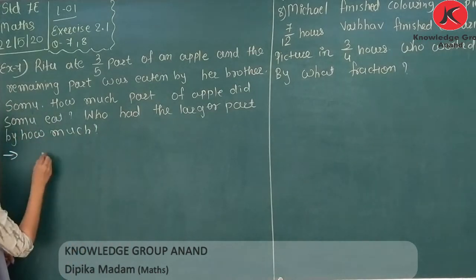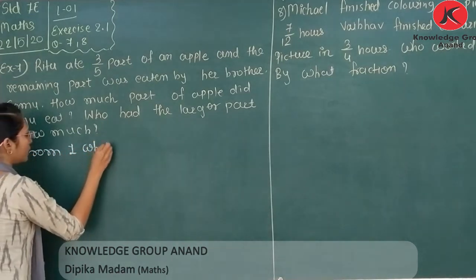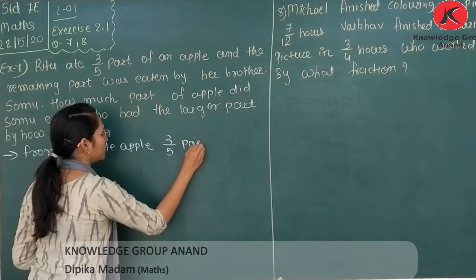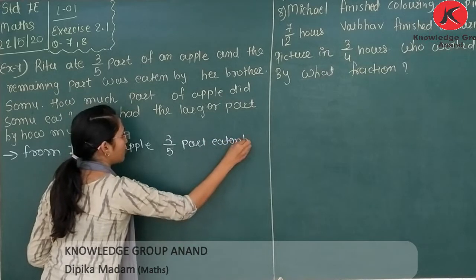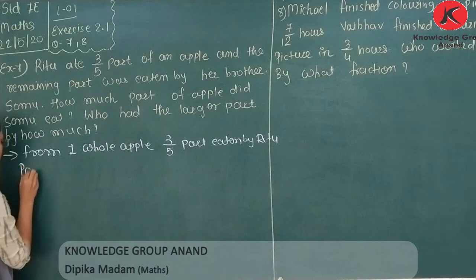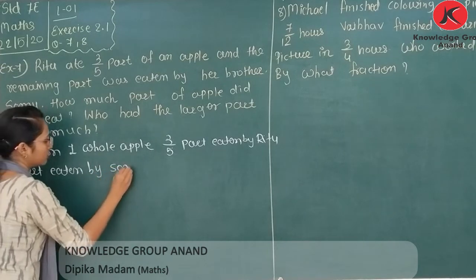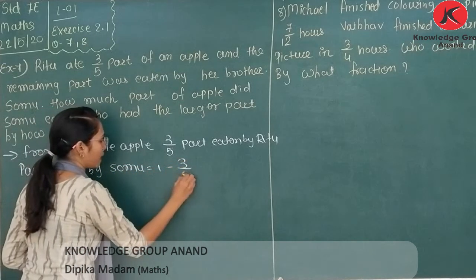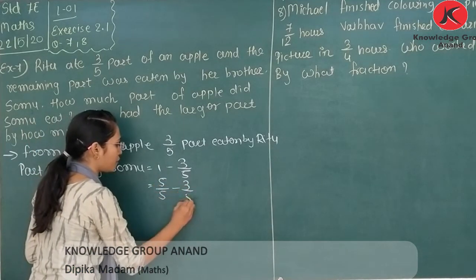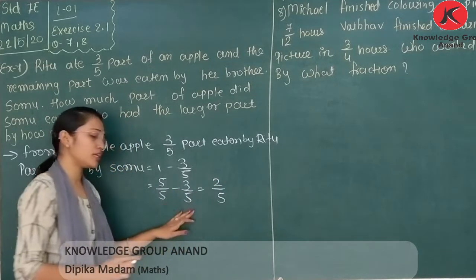So we need to write it as an example. We can write: from 1 whole apple, 3 by 5 part was eaten by Ritu. So the part eaten by Somu is 1 minus 3 by 5. 1 minus 3 by 5 means 5 by 5 minus 3 by 5, that is 2 by 5. 5 minus 3 is 2. The denominator 5 will be the same.